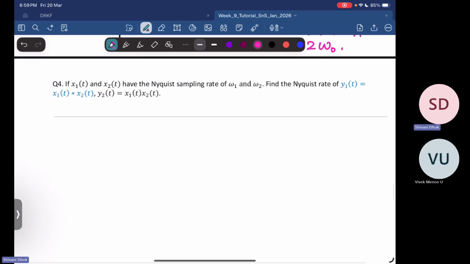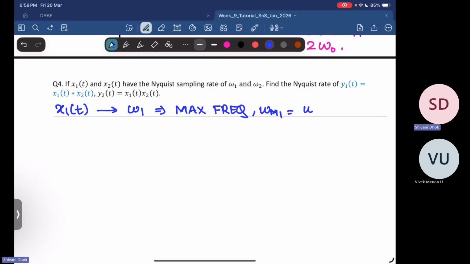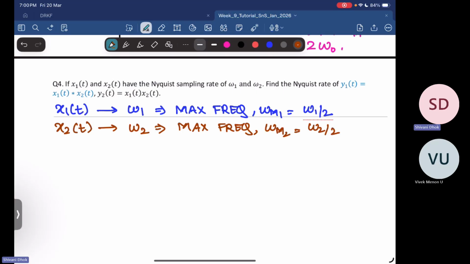Okay, so you have x1 of t with Nyquist rate omega 1, which means the maximum frequency omega m1 is omega 1 by 2. And then you have another signal x2 of t with Nyquist rate omega 2, which means the maximum frequency omega m2 is omega 2 by 2. Okay, so this is what you are given.